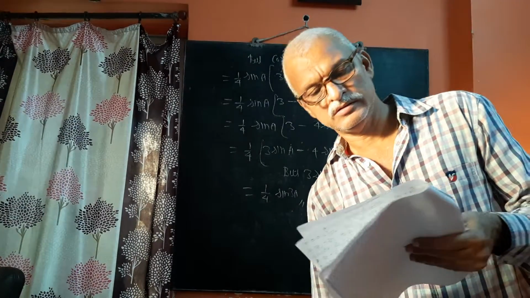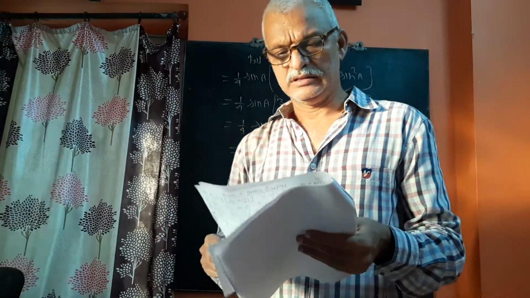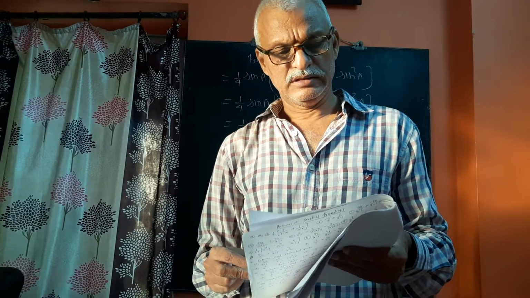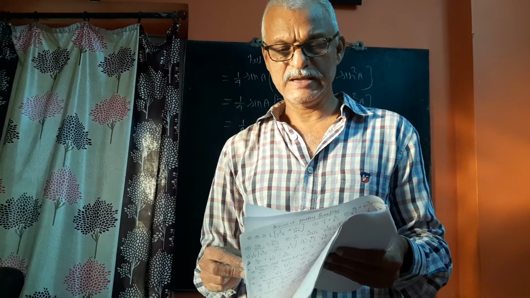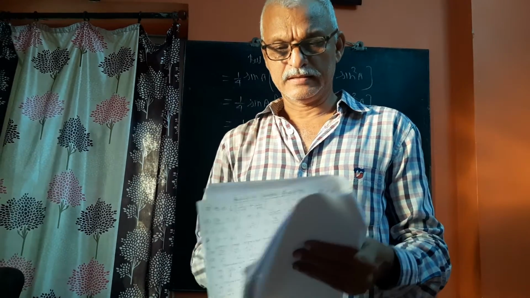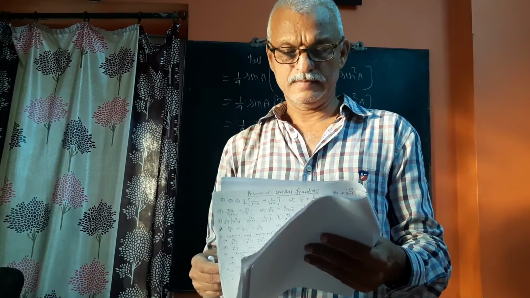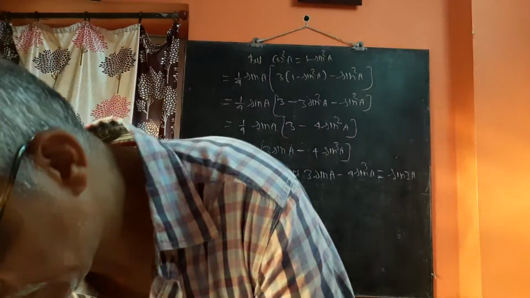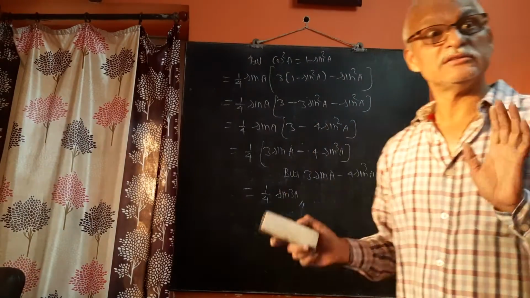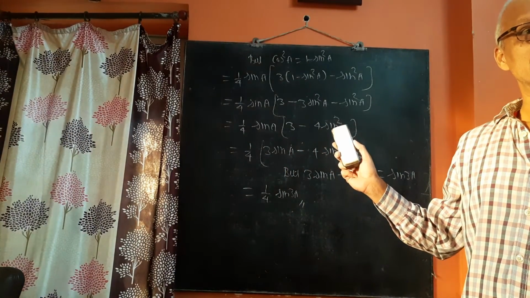Then tan x by t equals 2 by 3. So that's it for multiple and submultiple angle formulas.